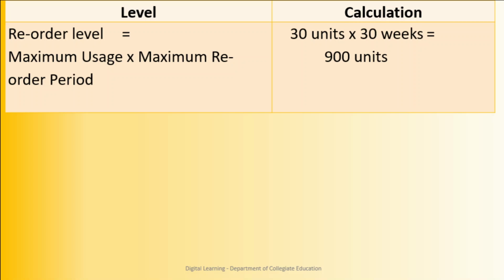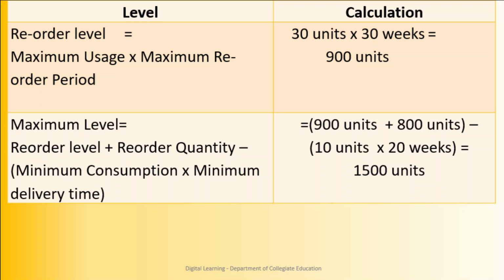Let's further proceed and compute the maximum stock level. The formula is reorder level plus reorder quantity minus minimum consumption into minimum delivery time. We have already computed reorder level, that's 900 units, plus reorder quantity given in the problem 800 units, minus minimum consumption 10 units into minimum delivery time given as 20 weeks. 900 plus 800 is 1700 units, minus 200. Therefore, the maximum stock level is 1500 units.